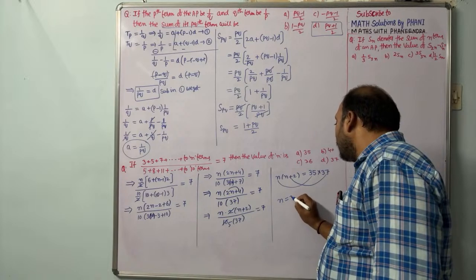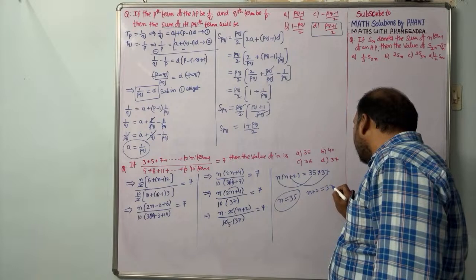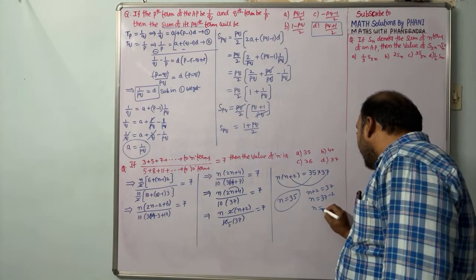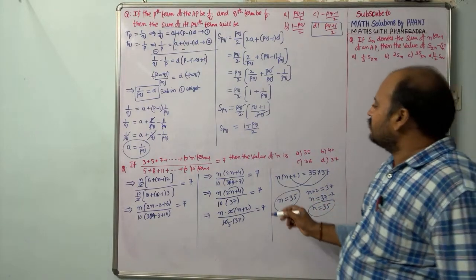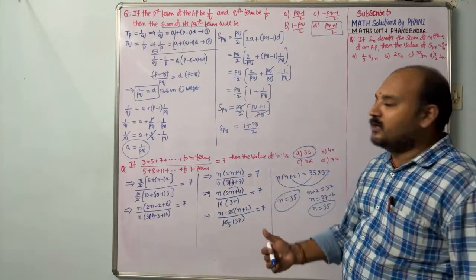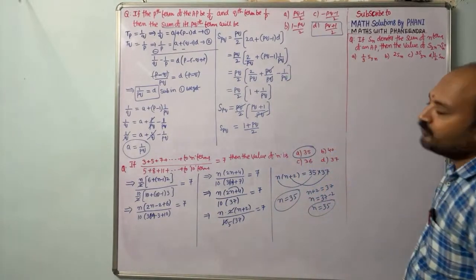n is equal to 35, or n plus 2 equal to 37. n is equal to 37 minus 2, n is equal to 35. Either this value or this value. So n is equal to, here only I forgot to substitute the value, n is equal to 10. That's why we are getting like the critical answer, but we got it ultimately.